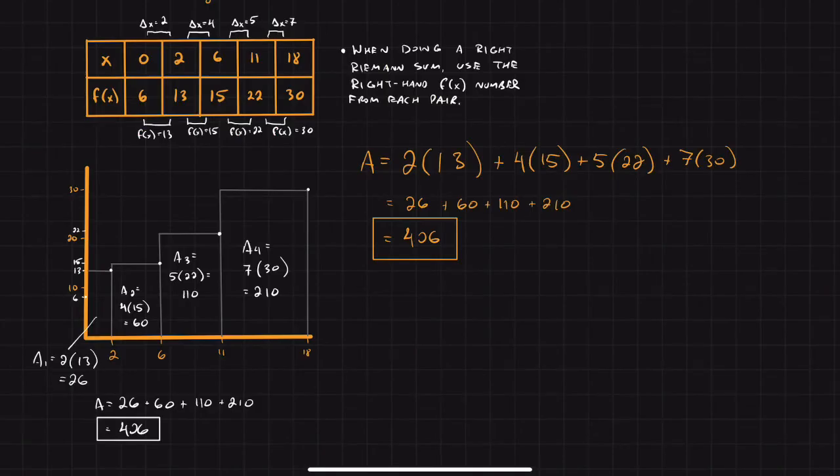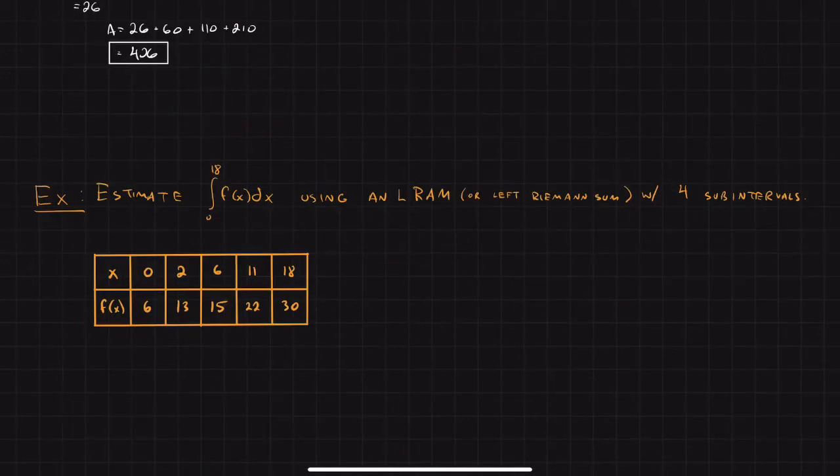This second method gets you to the exact same answer without having to draw a graph. So typically this will be the fastest method if a graph isn't provided for you inside of the problem. Let's look at the same problem, but in this case we're going to use the LRAM to estimate the integral.